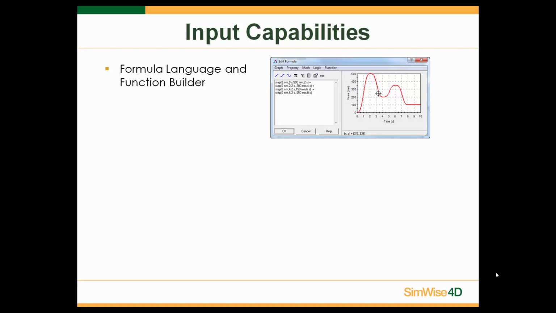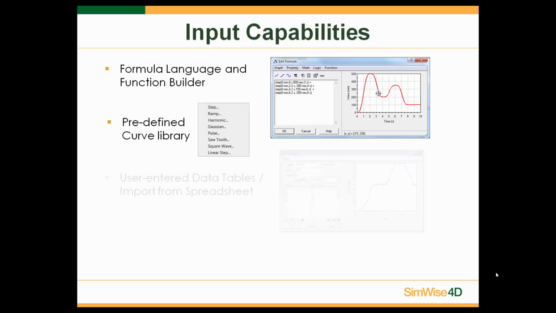So in the function builder, we have the ability to create different mathematical representations of the inputs, whether it's a force or an actuator speed. And we have this graph preview that you can see there that allows you to see what that input's going to look like before you apply it to the feature. There's a set of predefined curves that can be used.